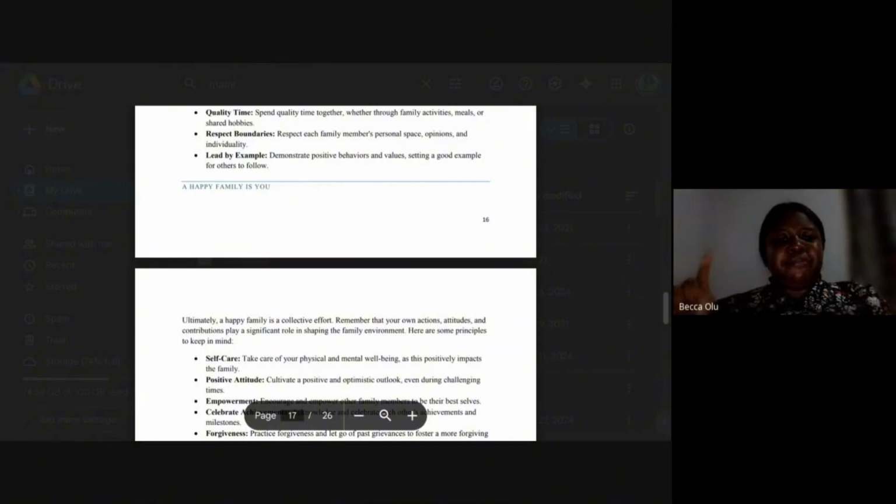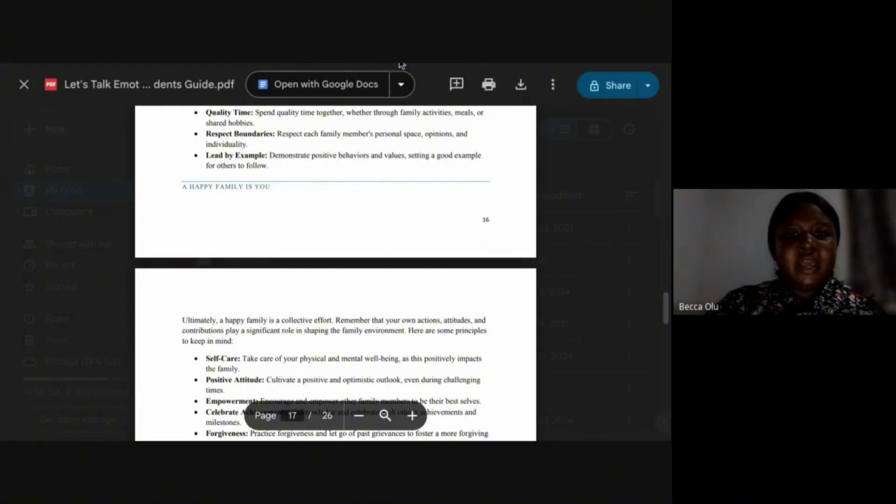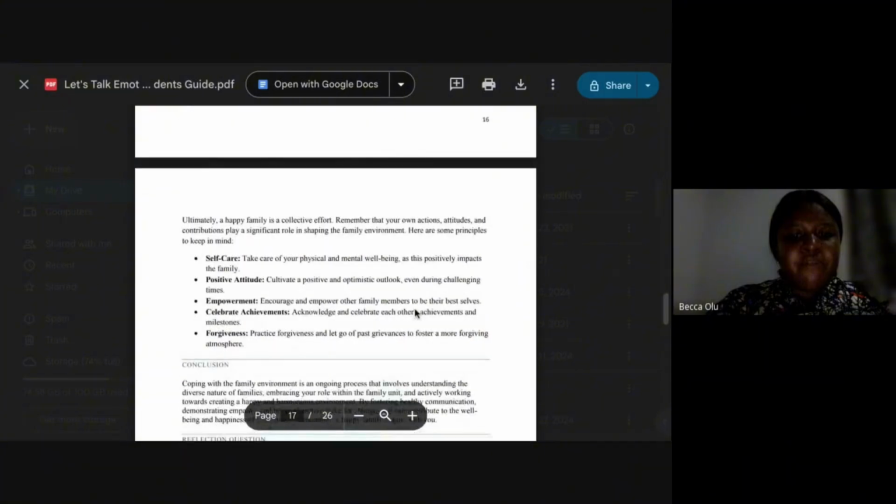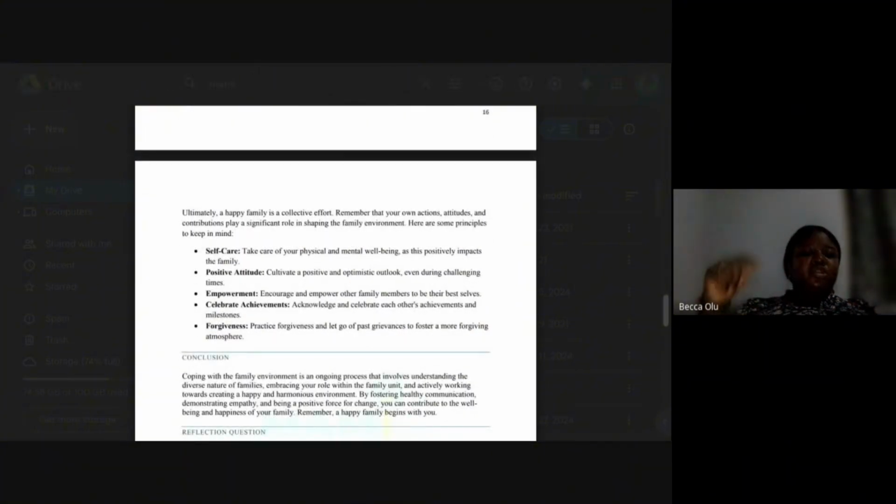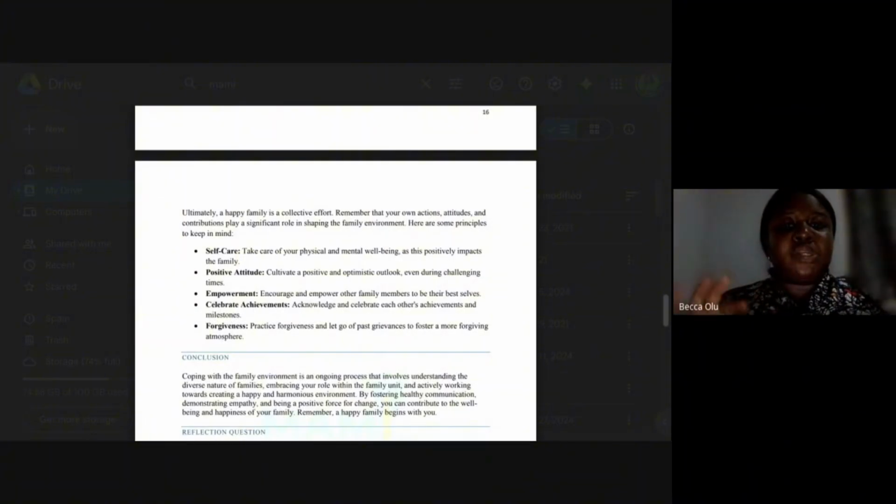Ultimately, a happy family is a collective effort. Remember that your own actions, attitudes, and contributions play a significant role in shaping the family environment. So, here are some principles to keep in mind, okay?